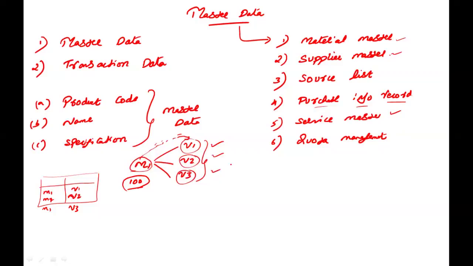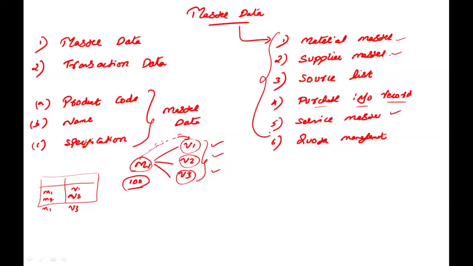But most businesses have stopped using quota management because they are not comfortable using this functionality. So usually they have not considered this as master data. When we say master data, these are the 5 main things we should remember: the material master, supplier master, source list, purchase info record, and the service master.